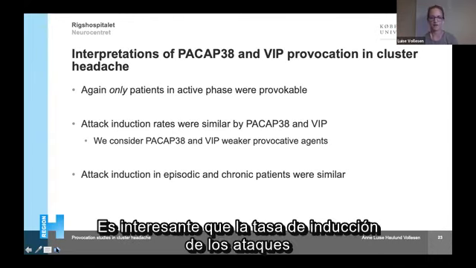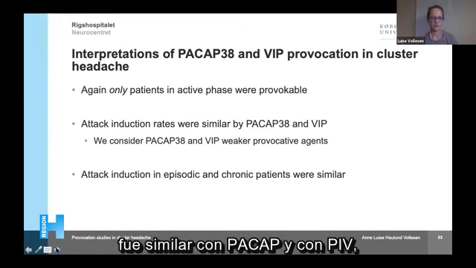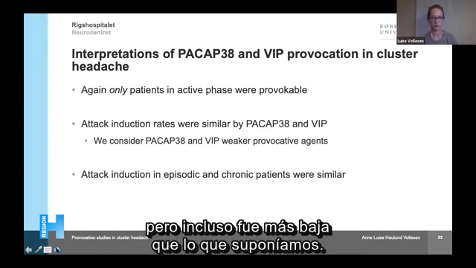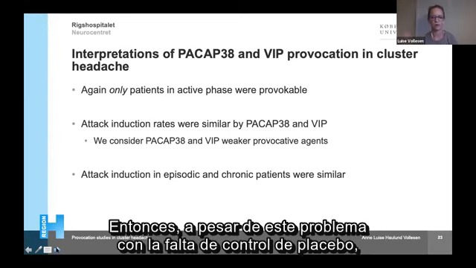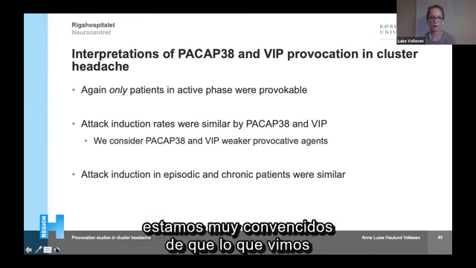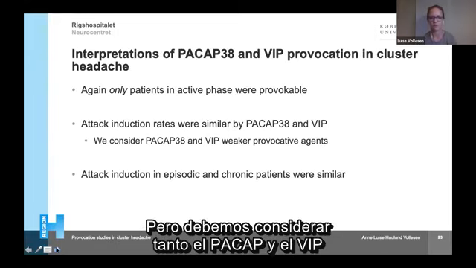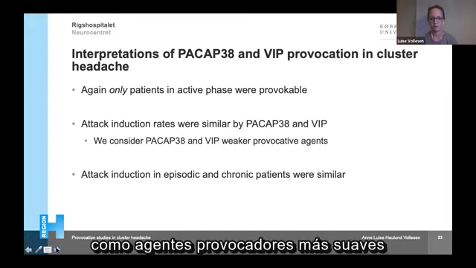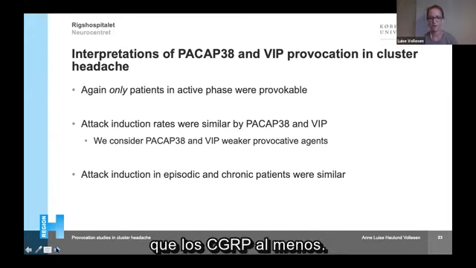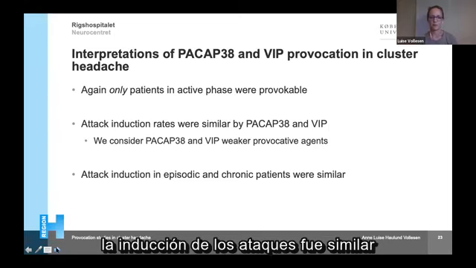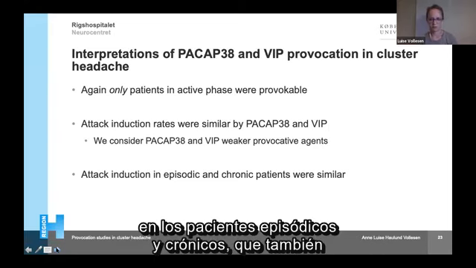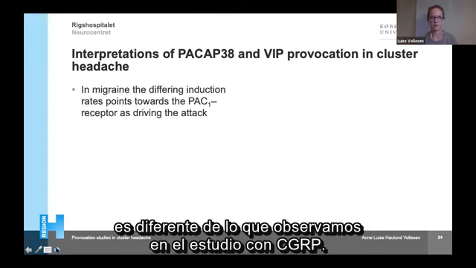And it's interesting that the attack induction rates were similar for PACAP and VIP, but they were also lower than we had hypothesized. So even though there is this problem with the lack of a placebo control, we are fairly convinced that what we saw were real provoked attacks, but we must consider both PACAP and VIP weaker provocative agents than CGRP, at least. And furthermore, we note that the attack induction was similar in the episodic and chronic patients, which is also different from what we saw in the CGRP study.